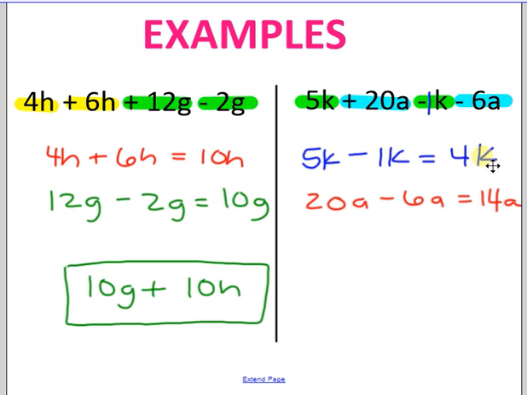Now I need to put them together for my answer. Alphabetical order, what comes first? K or A? A comes first. So 14a, and then this guy is positive, so plus 4k.